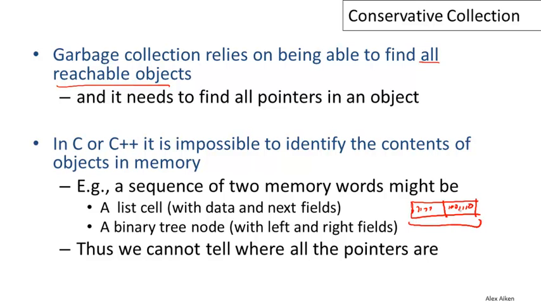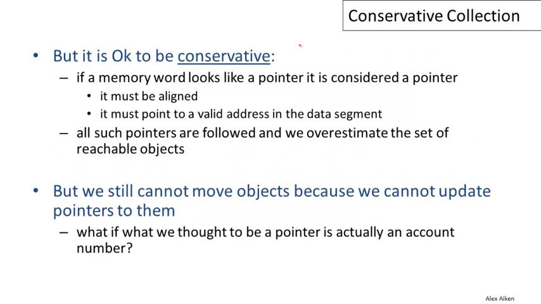I mean, it could be that one is a pointer and the other is not in the case of a list cell. So one of these fields is just data, like an integer, and then another one is a pointer. Or it could be something like a binary tree node where both of these words are pointers. And because of the weakness, really, of the C and C++ type systems, we just can't guarantee that we know where all the pointers are.